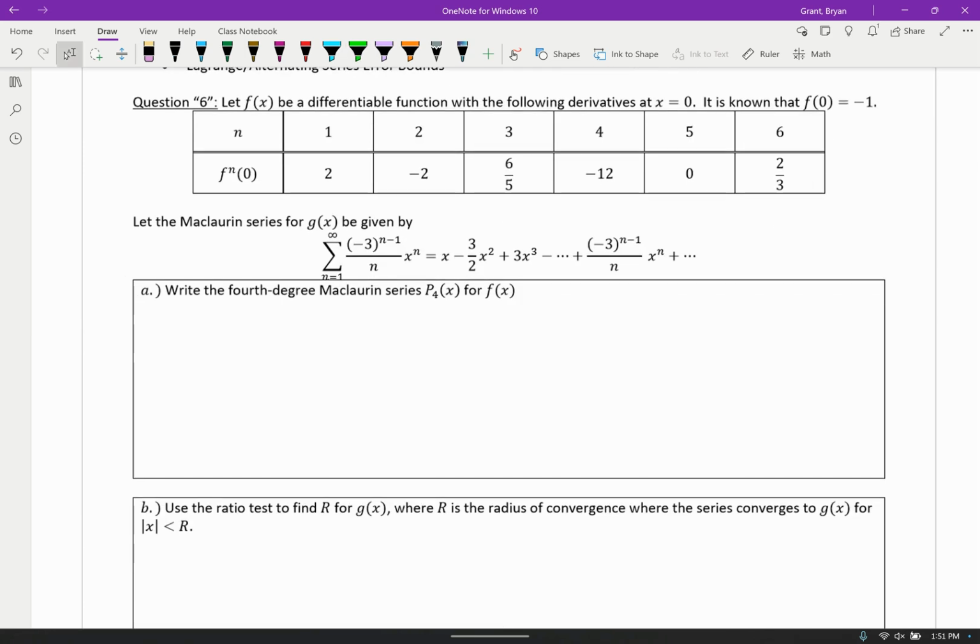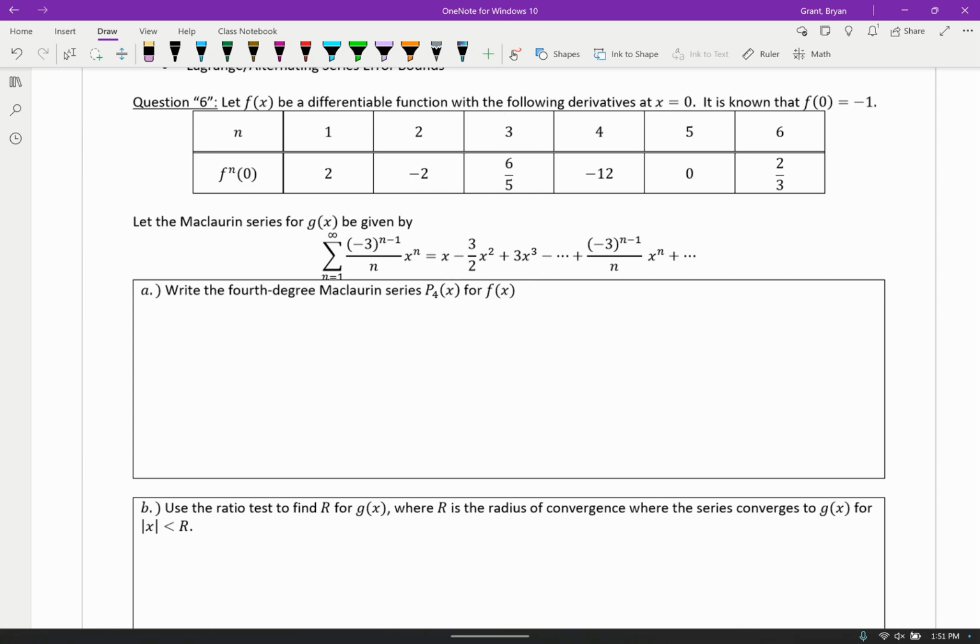So here's my first question 6. There are two of these. We have f of x, which is a differentiable function, and you will see the table of values here where it gives you n, and then it gives you the function's derivative for any value of n. So for example, an n of 3 means the third derivative of this unknown function evaluated at 0 is 6/5.